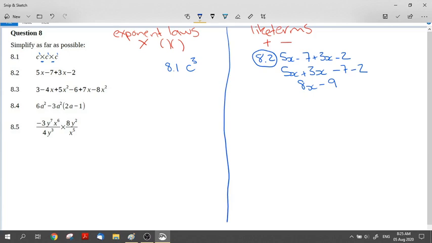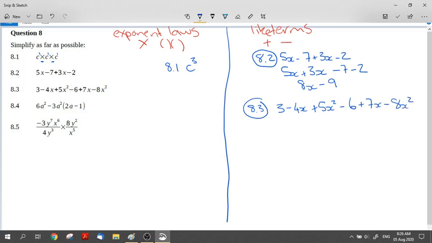If I have a look at number 3, 8.3, do you see multiplication in here? I do not see multiplication in here, so these are like terms. So if we look at 8.3, then we have, remember, copy out the expression first, 3 minus 4x plus 5x squared minus 6 plus 7x minus 8x squared.